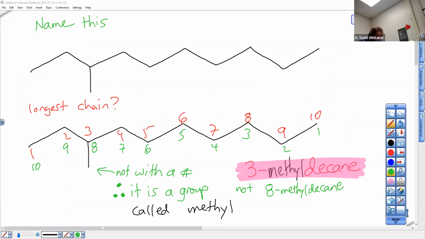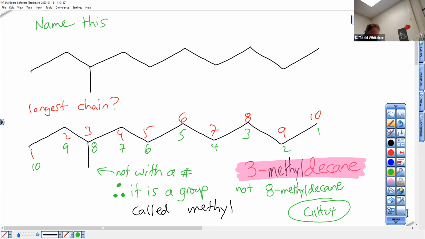Since we're on it, it's C11H24. How did I do that? 2 times 11 plus 2. There's no pi bonds there. There's no rings there. Every saturated acyclic molecule has that formula. So if you are naming a molecule and you count a carbon both in the chain and as part of a group, you've made a very bad mistake.